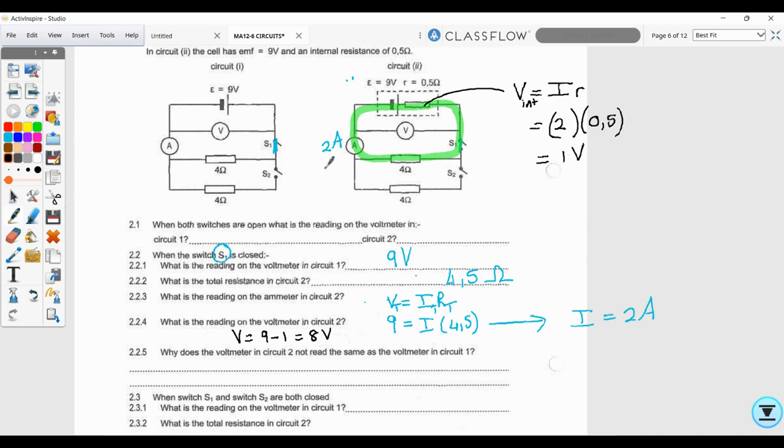Can you see the logic in it? Work it out logically. Don't try to use these fancy equations if you don't know why you're using them, because that's when you use the wrong values in the wrong places.